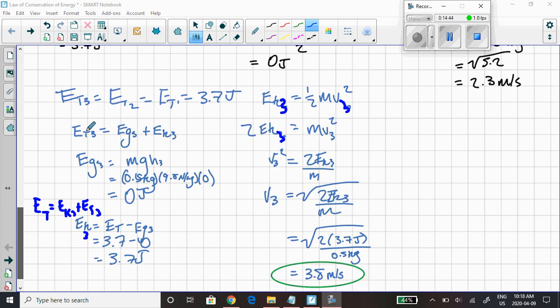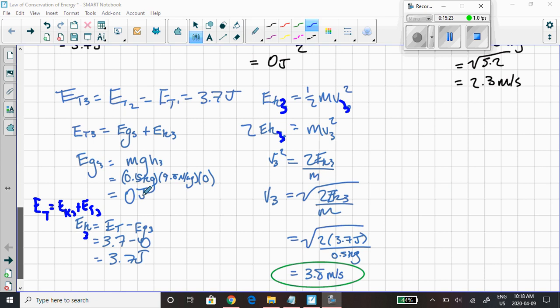Well, total energy in the third position is equal to the gravitational potential energy of the object in the third position, plus the kinetic energy of the object in the third position. Well, look, gravitational potential energy in the third position would equal the mass, half a kilogram, times the magnitude of the gravitational field strength near the surface of the Earth, 9.8 newtons per kilogram. It's a scalar here, okay, no negative sign. Well, height 3 is 0. It's just hit the ground. So that means that the gravitational potential energy in position 3 is 0 joules. It has none. All the energy is kinetic.